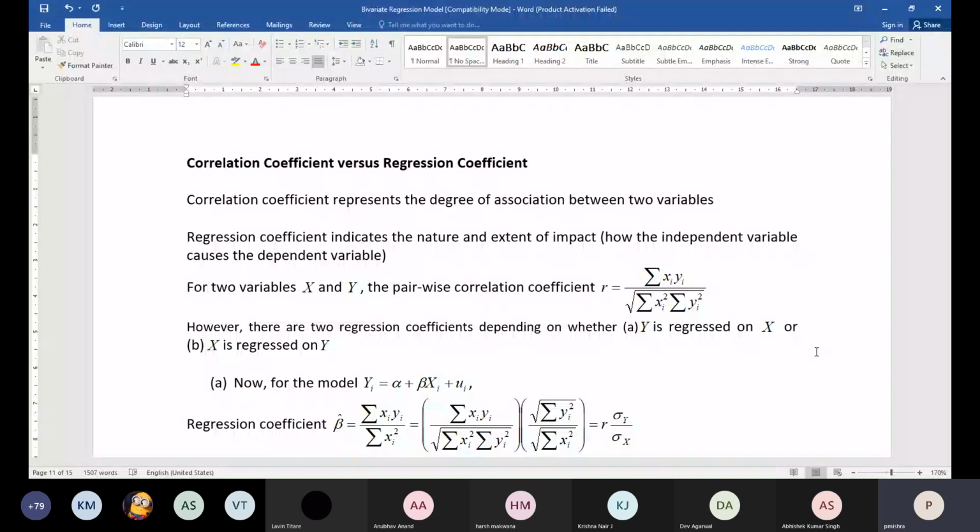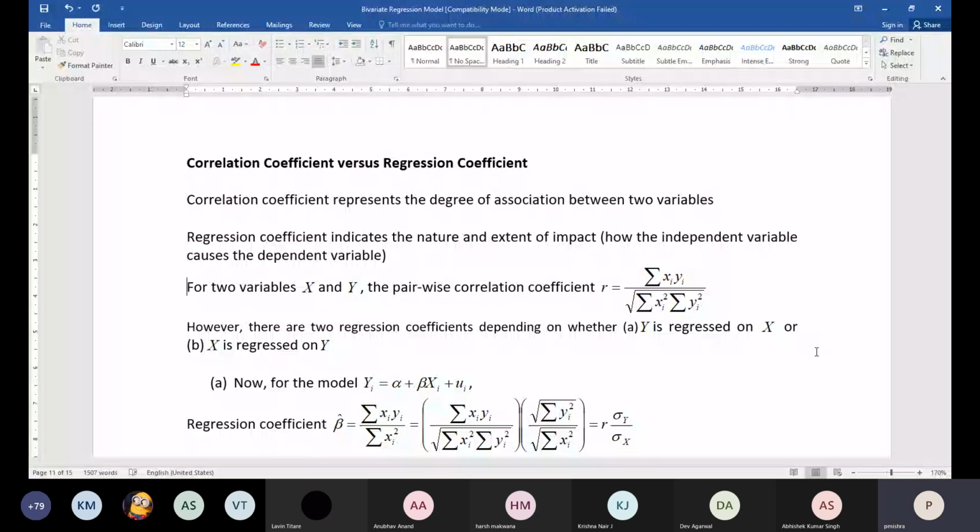yesterday, correlation coefficient basically represents the degree of association between variables. And here we don't define whether X is causing Y or Y is causing X. But the regression coefficient indicates the nature and extent of impact, causal relationship. Means how the independent variable causes the dependent variable.